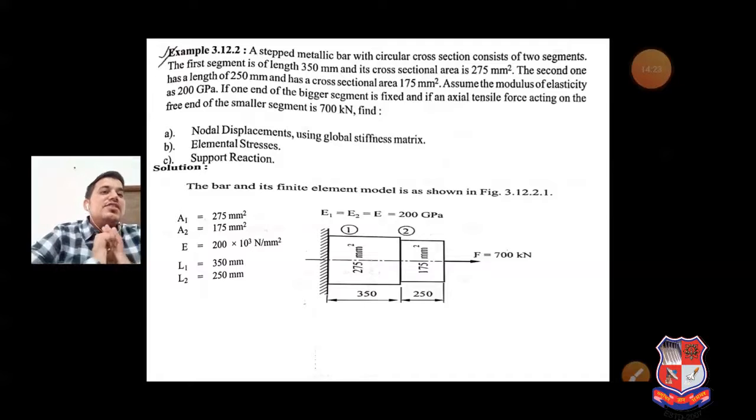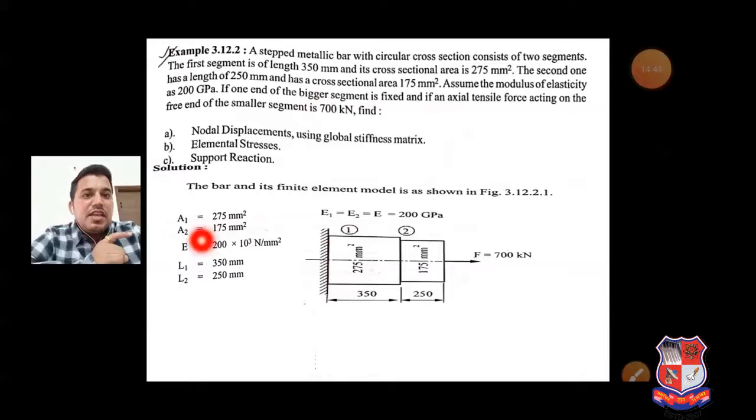Now the third is the support reaction. So we have to find out R. R will always be there at the fixed support. Here the fixed support is at node number 1, so we have to find the support reaction at this node.